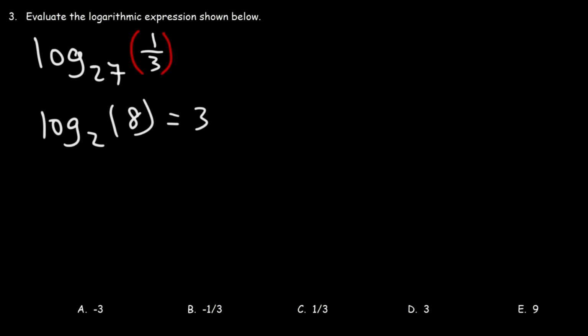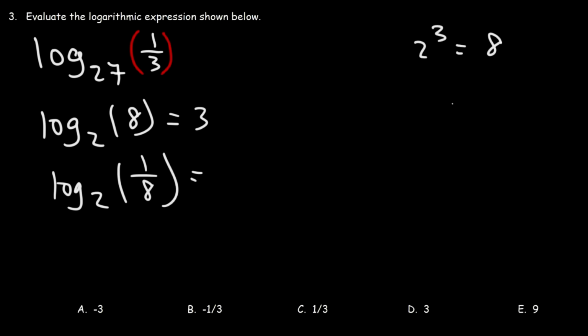Now, if log base 2 of 8 is 3, what is log base 2 of 1 over 8? Well, we know that 2 to the third power is 8. So 2 to the negative third power is 1 over 8. So if you have a fraction here, the answer becomes negative. Now, what if we were to reverse 8 and 2?